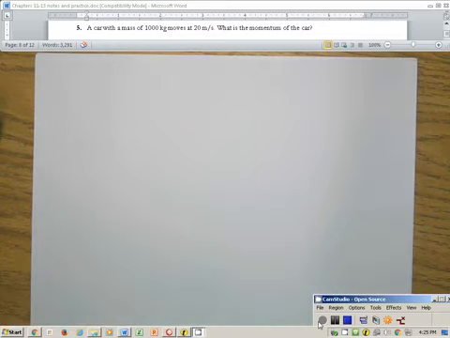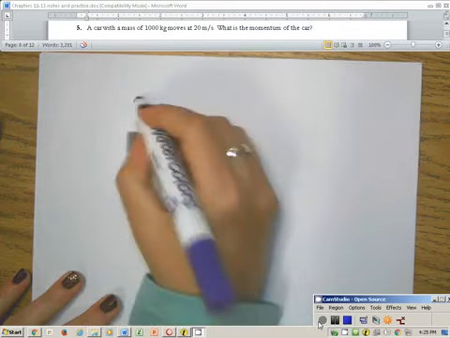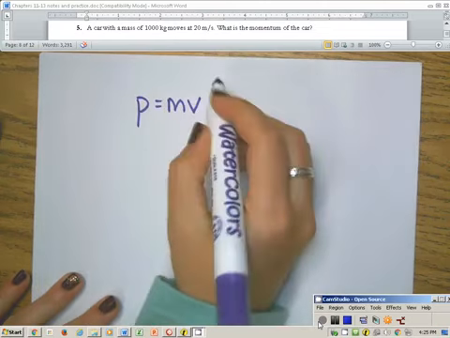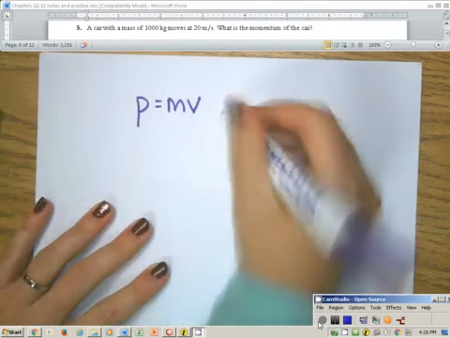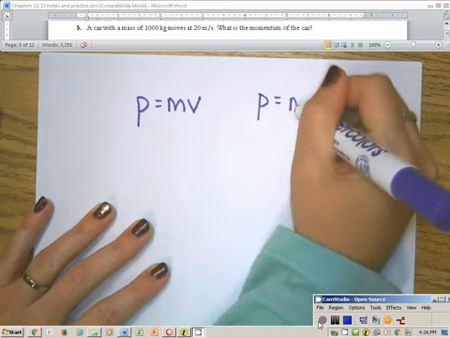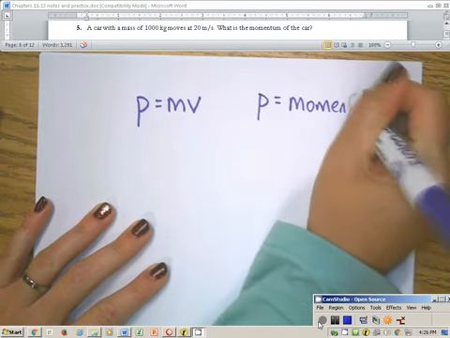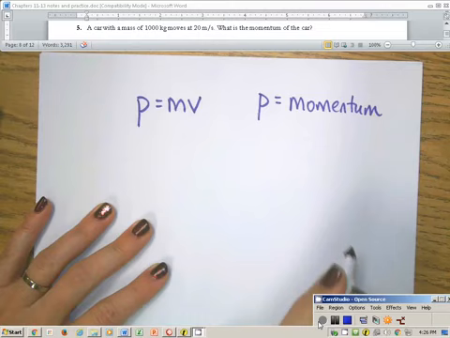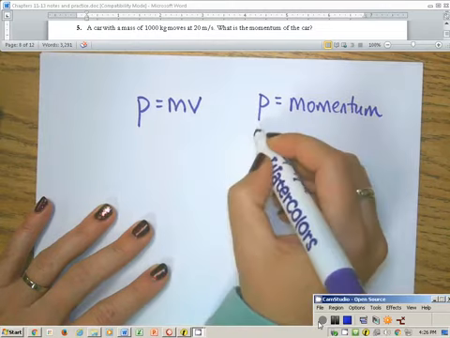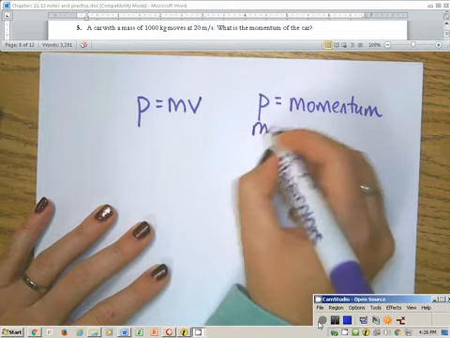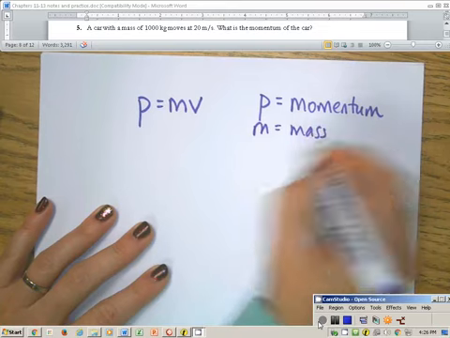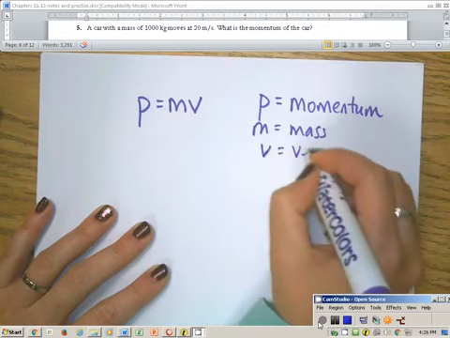Okay, now we're going to work some momentum problems. The equation for momentum that we're going to use is P is equal to mv. I don't know why, but P is what stands for momentum. I guess all the M's were taken, so someone decided on P. Doesn't really matter, we're going to work with it. M is mass, and V is velocity.